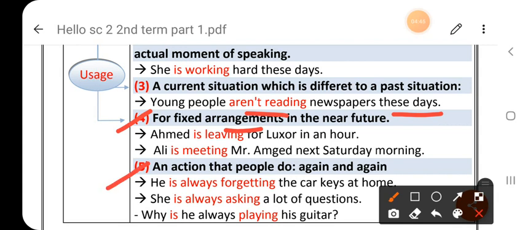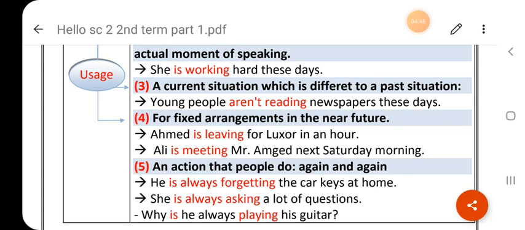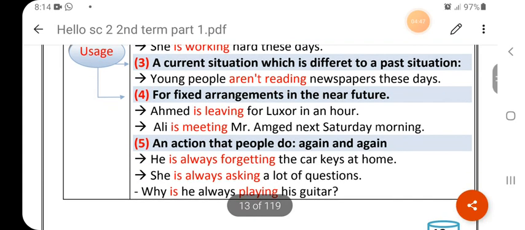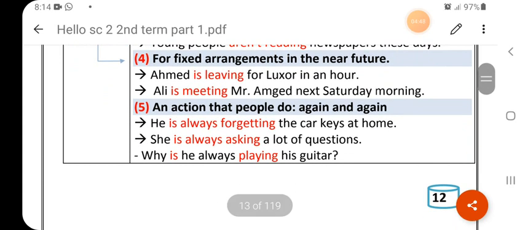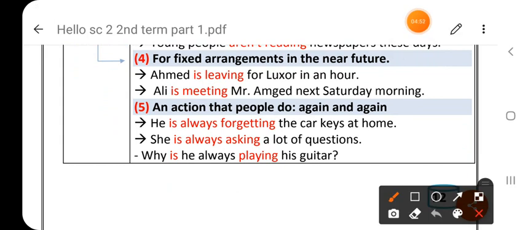Number 5: an action that people do again and again. Like an example here: He is always forgetting the car keys at home. The question is what? I have here "always", right? I have to use present simple, with an S or the infinitive. Now why are you using present continuous here? Because this action of forgetting the keys is repeated again and again.